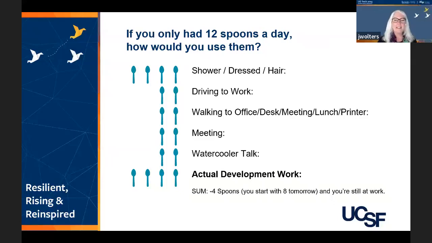On the next slide is just a visual representation of, say you only had 12 spoons a day. How would you use them? We made this focused on if you had to go into work and you could not do remote work. So coming into the office and you've got 12 spoons. Somebody might take 4 spoons to shower, dress, do their hair. It might take them 2 spoons to drive to work. And then another 2 spoons to walk from the office to their desk, to meetings, to lunches with coworkers, to the printer room.